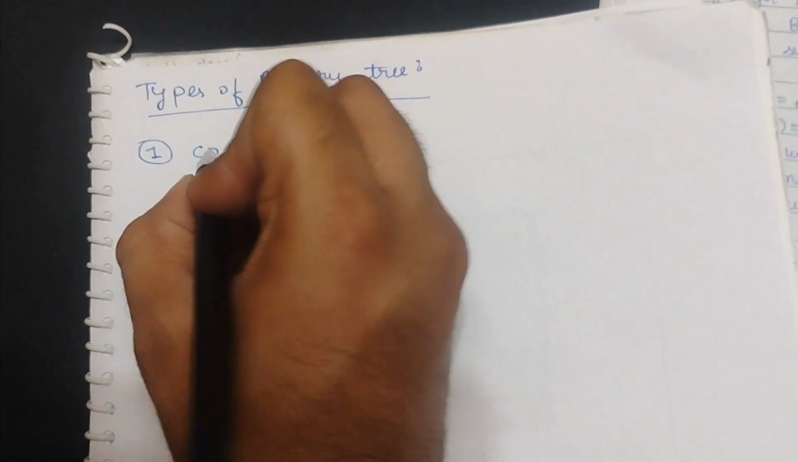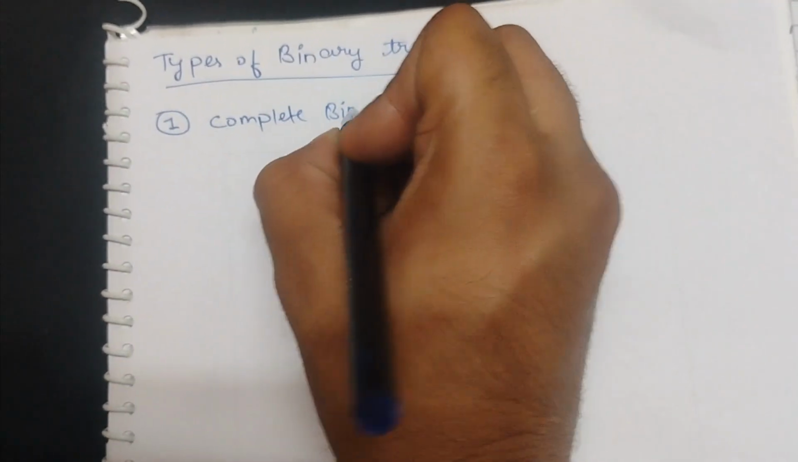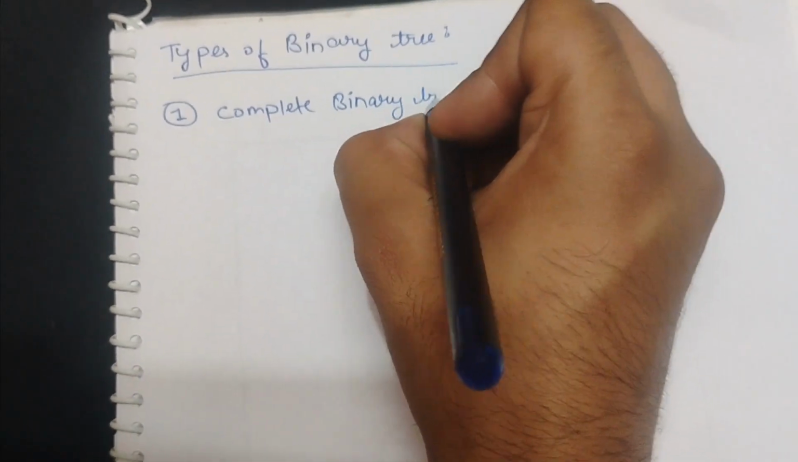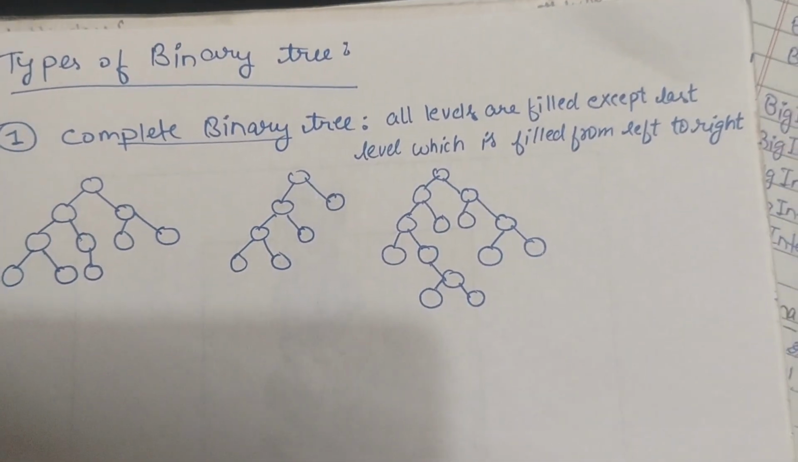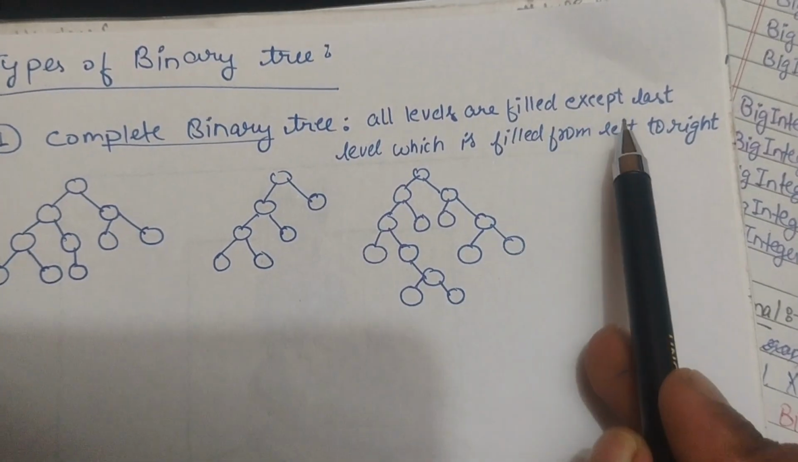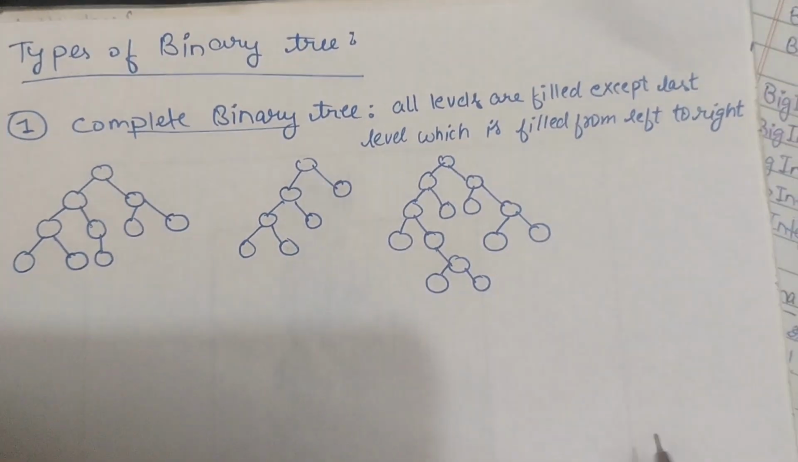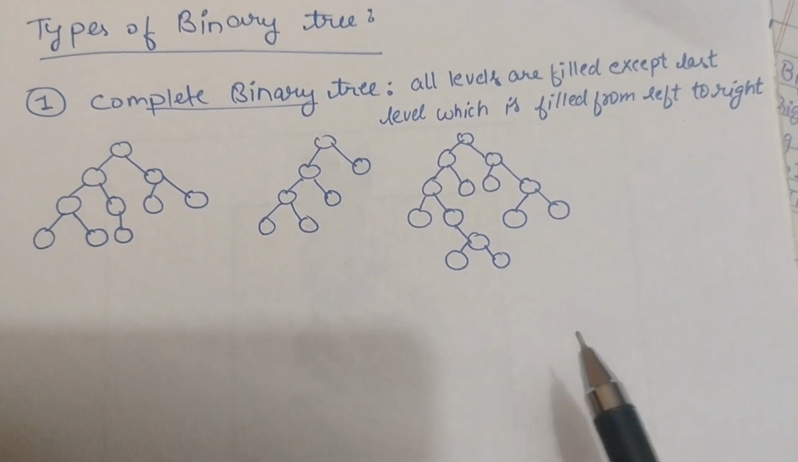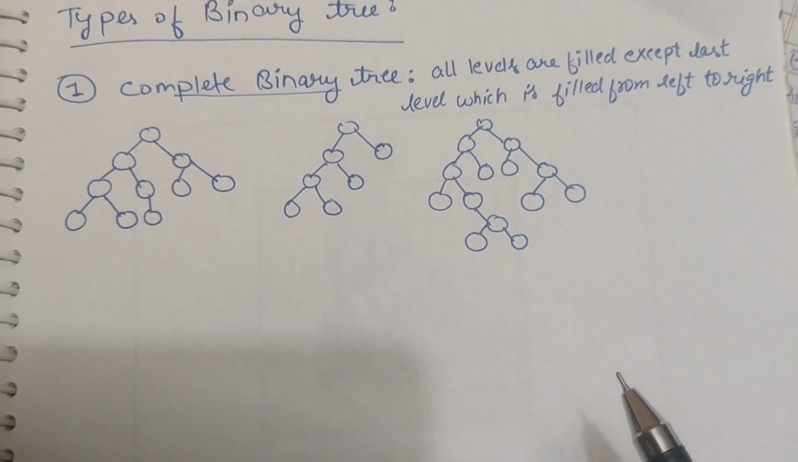The first is complete binary tree. As the definition says, all the levels are filled except the last level, which is filled from left to right. Now we have 3 examples of trees. Now let us find out which is a complete binary tree and which is not.